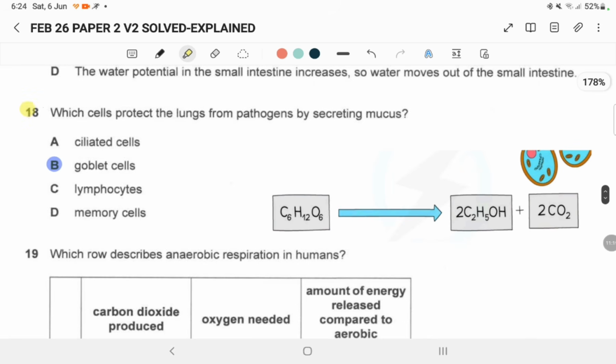Question number 18 is telling you which cells protect the lungs from pathogens by secreting mucus. Of course, it is the goblet cells. Goblet cells produce mucus. Ciliated cells move the mucus. Lymphocytes do not have anything to do with the mucus. Memory cells are only used in antibody production during active immunity, which is not the case. So basically, ciliated cells will be wrong, C will be wrong, D will be wrong. Only the right option, which is letter B.